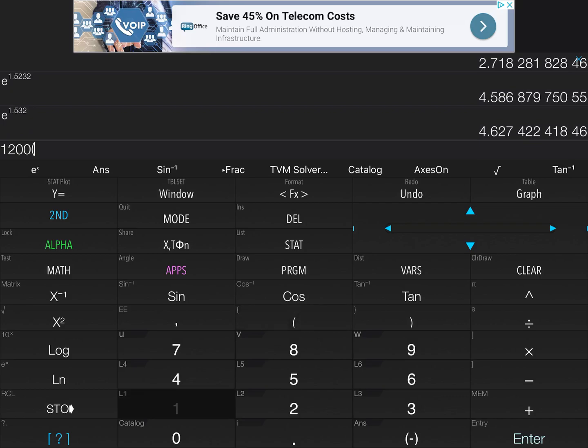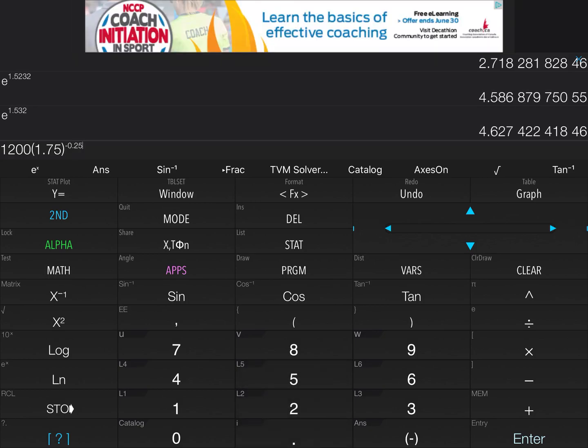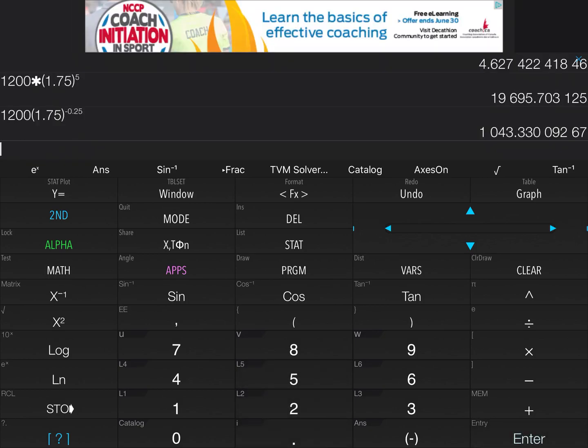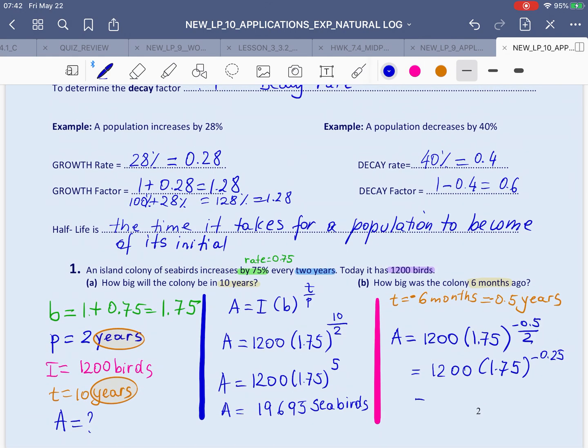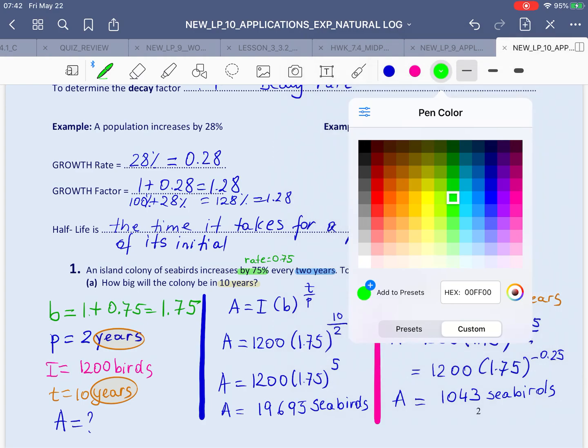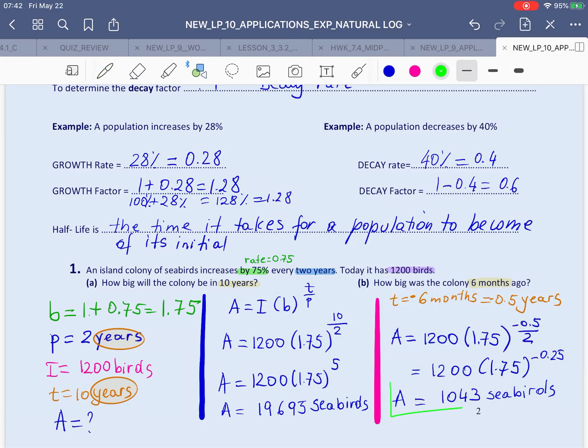So we go again, we're going to use the calculator here. 1200 times 1.75 to the power of negative 0.25, and we expect to have a number smaller than 1200, hopefully, yeah. So 1043, so that makes sense. So we're going to say 1043 seabirds were present 6 months ago from now, right? So these are the answers.